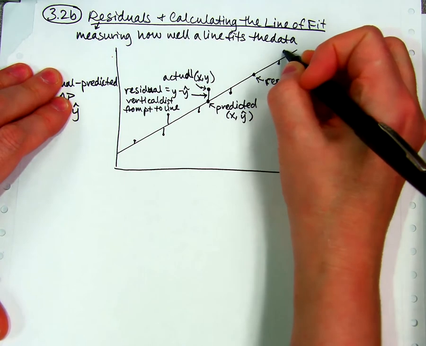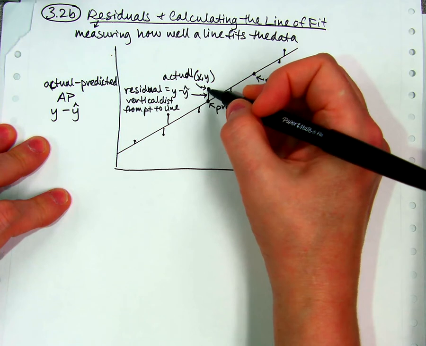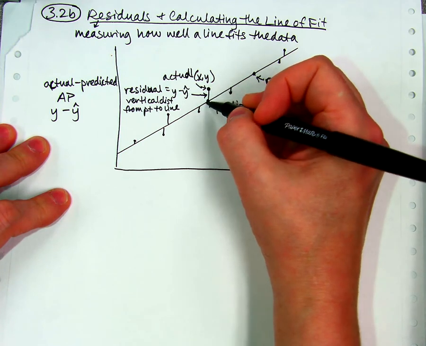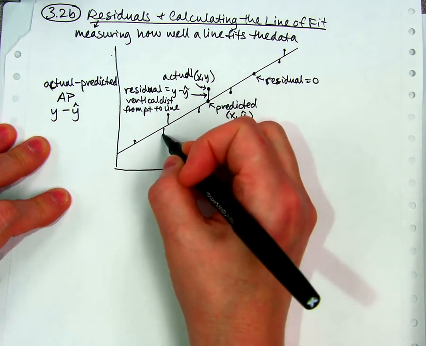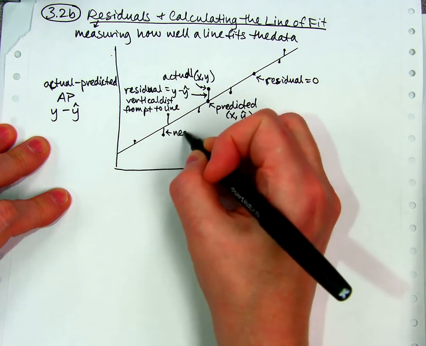And you'll also notice that some points are below the line and some are above. This one has a positive residual because the actual is bigger than the predicted. But if it's below the line like this, it would be a negative residual. So pick one that's negative and label that.